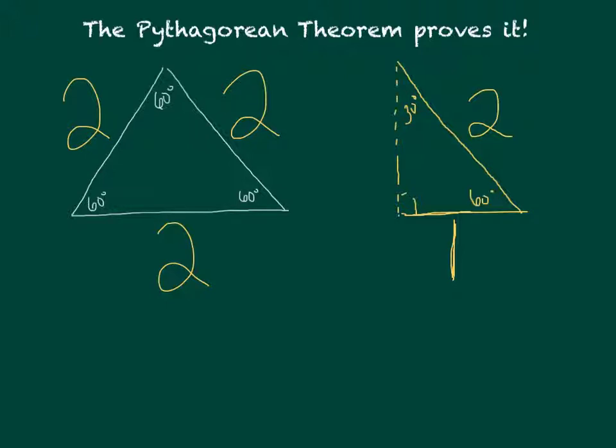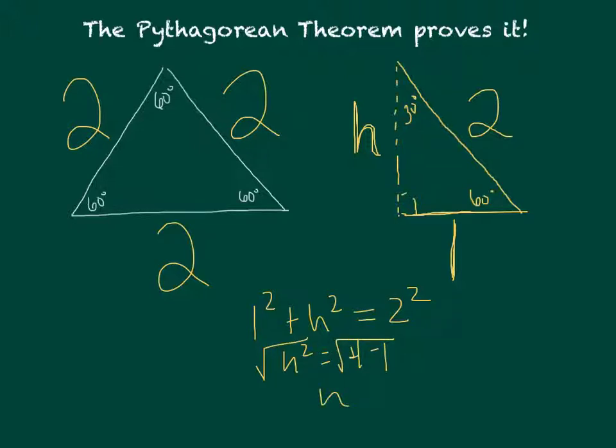Now, let's see what we can do by using the Pythagorean theorem. We can say that this height of the equilateral triangle is going to be 1 squared plus h squared equals 2 squared. And then the height squared is going to be 4 minus 1. And then take the square root of both sides, and you get that h is equal to the square root of 3.